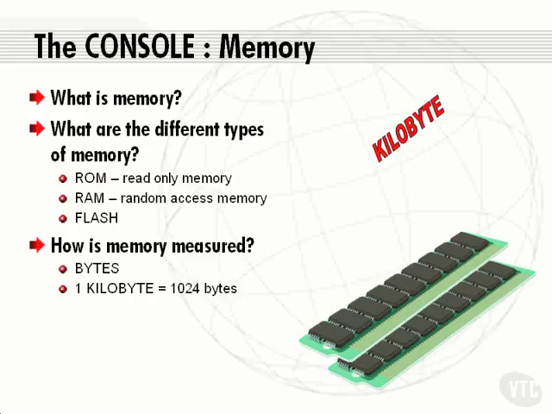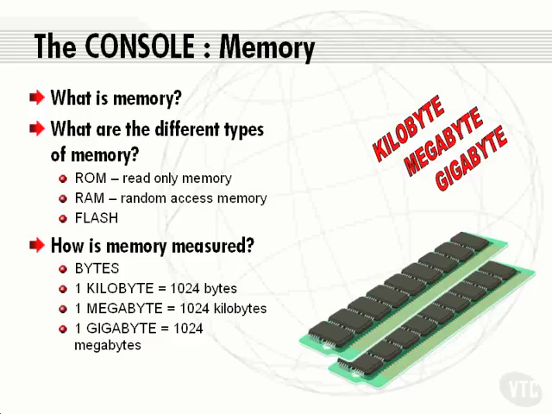1 kilobyte is 1024 bytes. 1 megabyte is 1024 kilobytes. And 1 gigabyte is 1024 megabytes.